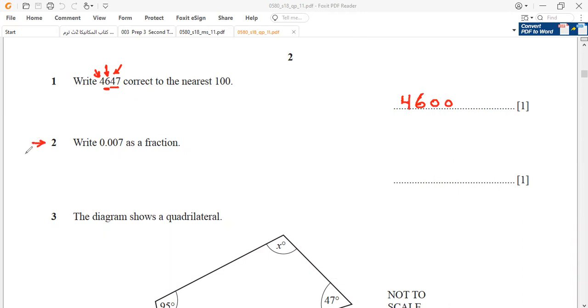In question 2, write 0.007 as a fraction. The digit here is 7, and we have 3 decimal places, so we can write this fraction as 7 over 1,000.